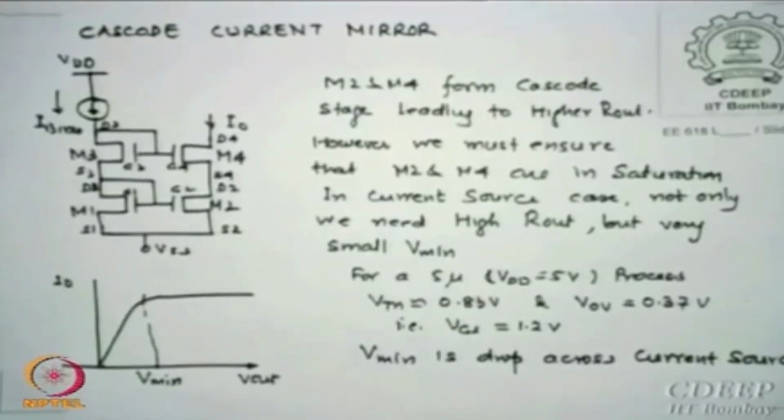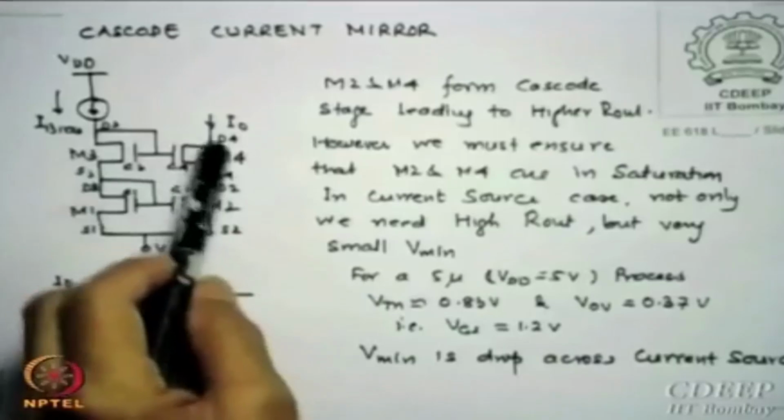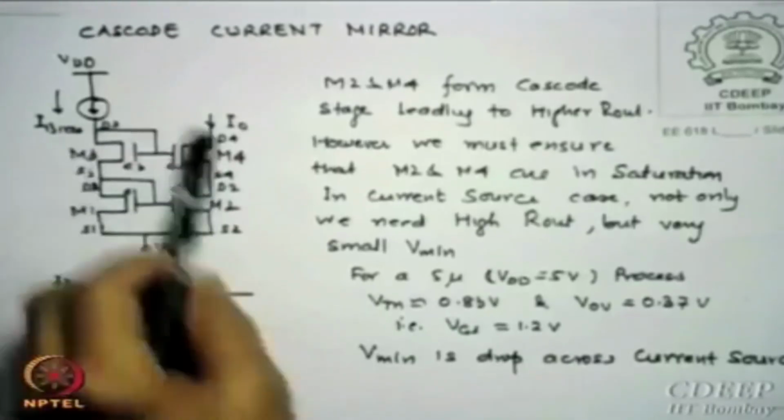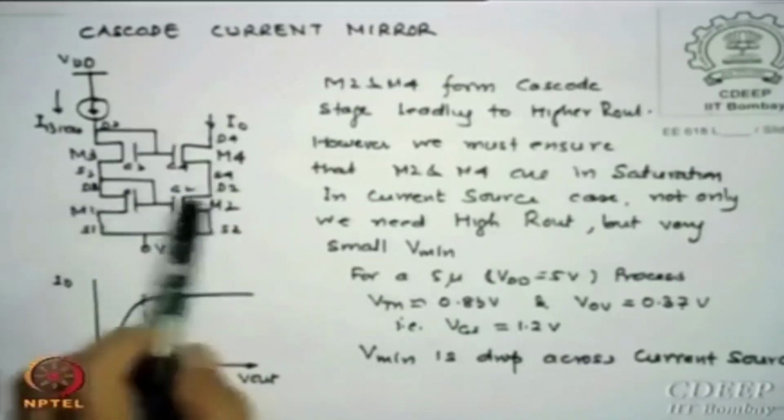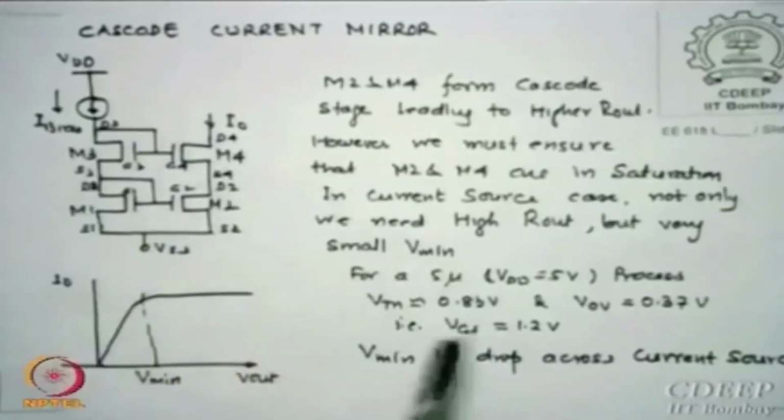This is taken from Boyce Baker Lee's book data, so please check the numbers if there is some mischief I made, hopefully not. So I am trying to now use a cascode mirror in which I have two stages. You can see from here, M3, M4 forms a pseudo mirror and M1, M2 also form a mirror kind of structure, and one is sitting over the other.